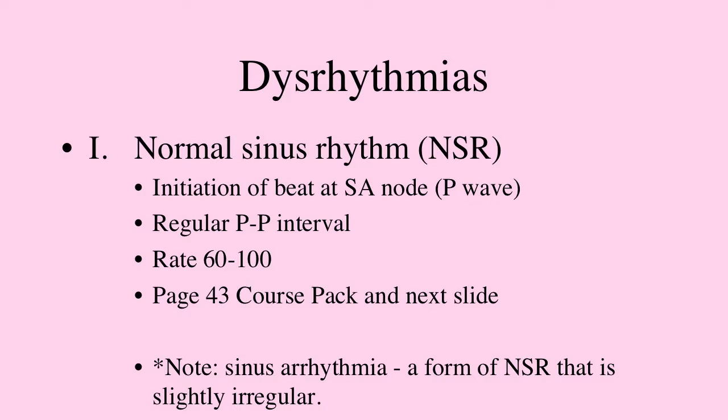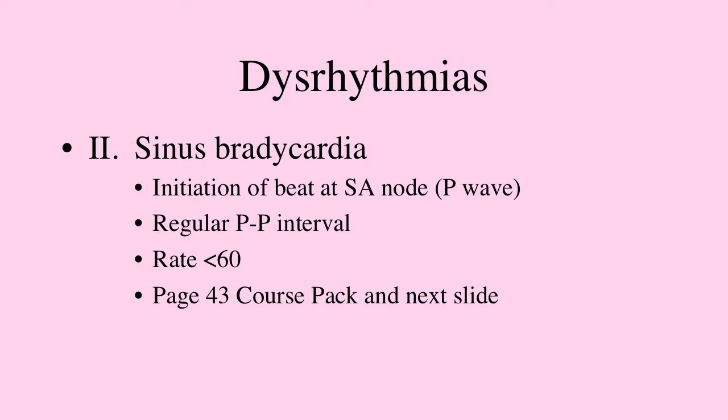So if we go forward a couple of slides to sinus bradycardia, number 2 on the outline. This is where you have initiation of the beat again at the SA node, so you have a P wave. The P to P interval is regular, but in this case the rate is less than 60, 59 or less. You can see on page 43 in the course pack, in the third one down, a P wave with every QRS complex. It looks normal, just a slow heart rate.